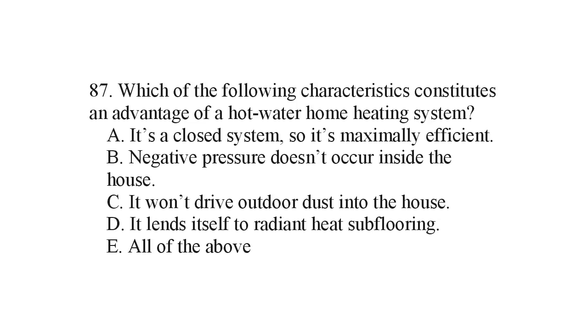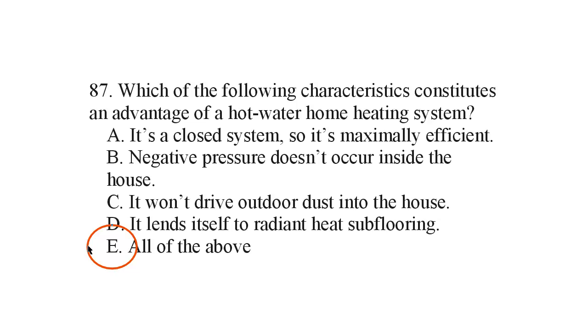An advantage in this case meaning a good thing, making it better than most other options in a lot of situations. Well, choice A, it's a closed system. That's true. B, negative pressure doesn't occur inside the house. That's also true. C, it won't drive outdoor dust into the house. That is also true. And D, it lends itself to radiant heat subflooring. That is also true. All these statements are true, and they're all good things. So the correct answer to this question is E, all of the above.